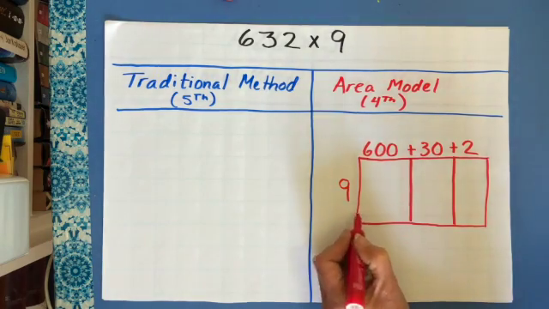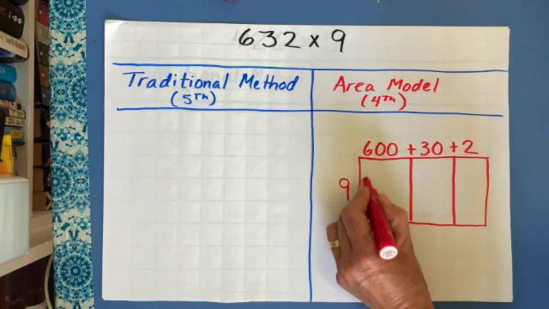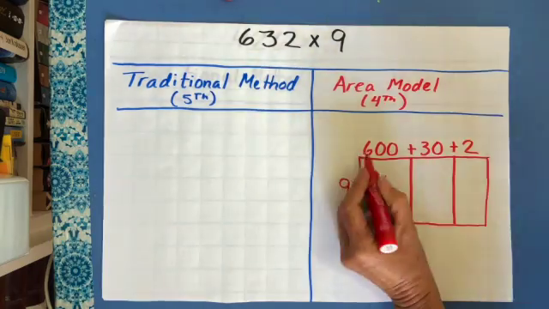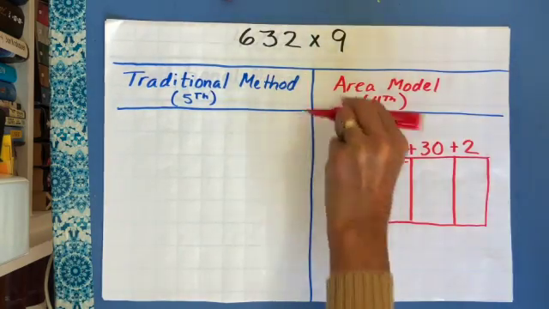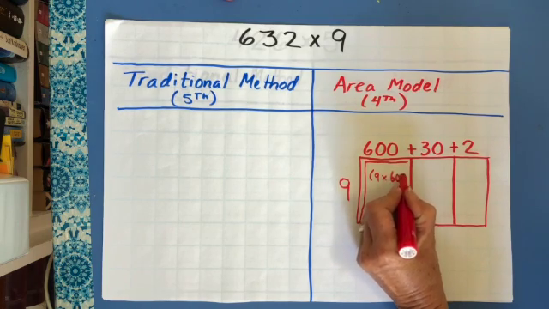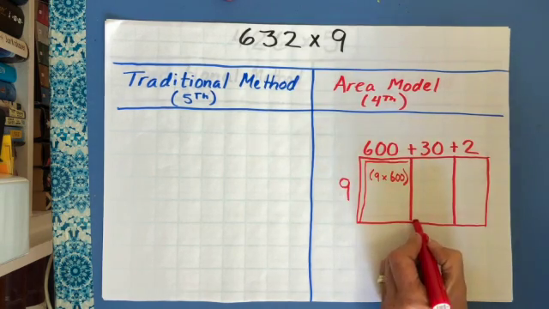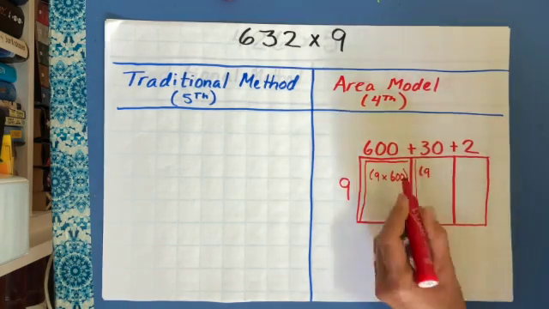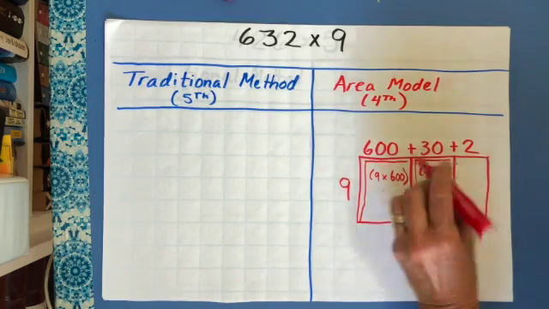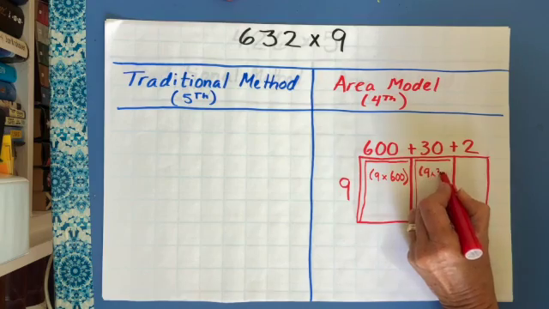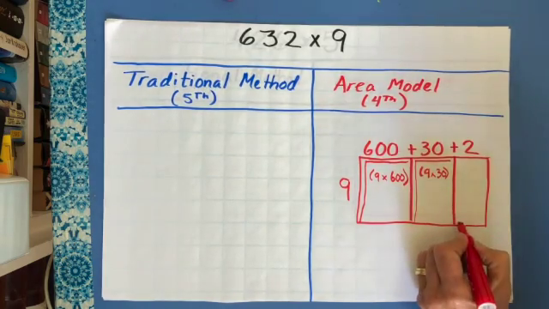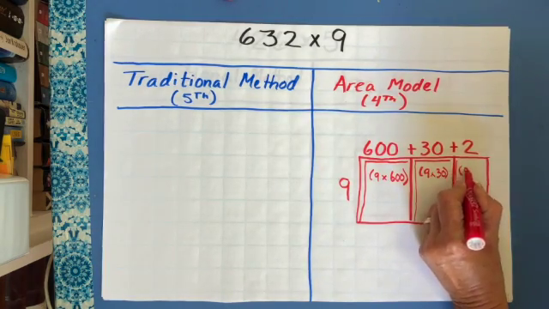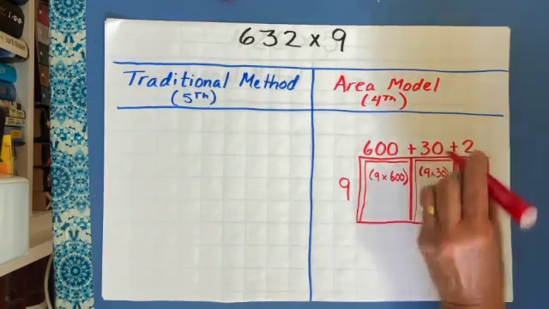So the first thing I do is I find out the area of this box. So I find the length of this side, which is 9. And then the length of this side, which is 600. Then I do the next box. I find out the length of this side, which is 9. And then I find out the length of this side here, which is 30. Now I go to the last box. I find out the length of this side here, which is 9. And I find out the length of this side, which is 2.